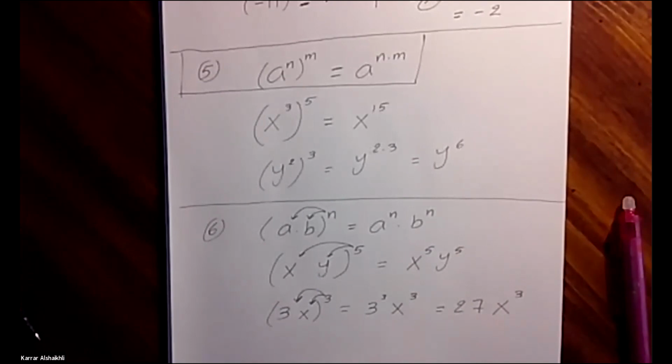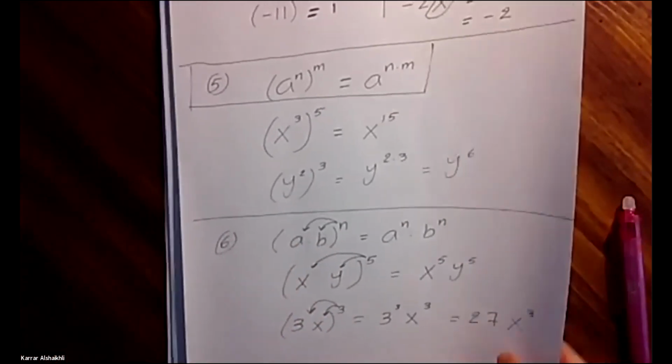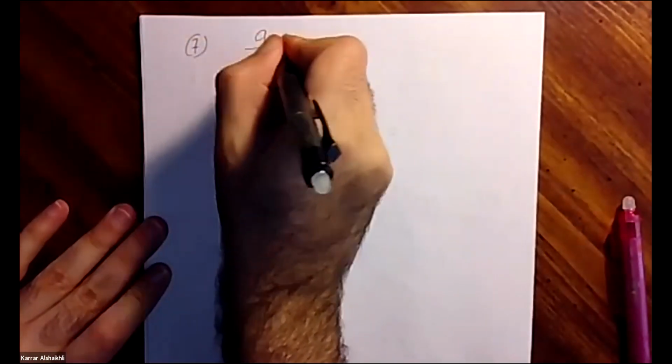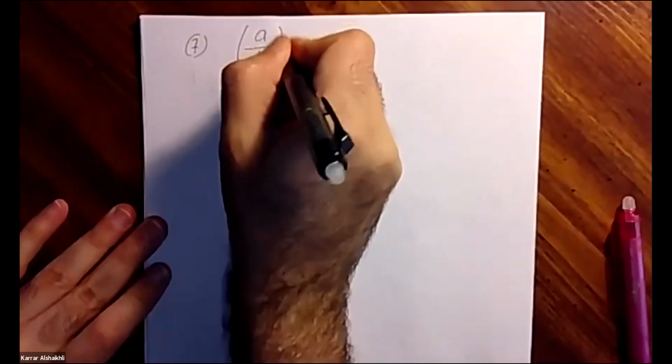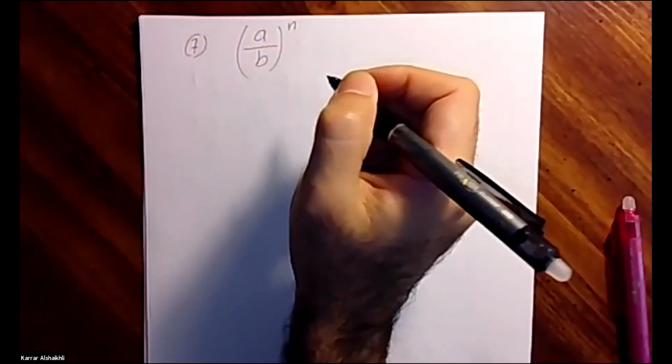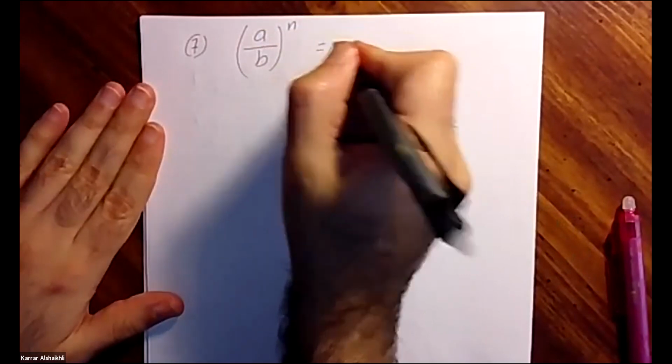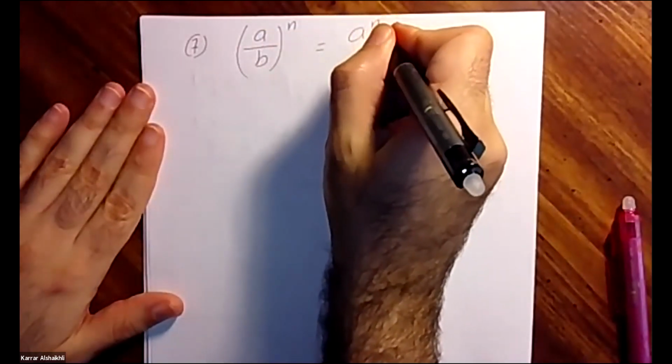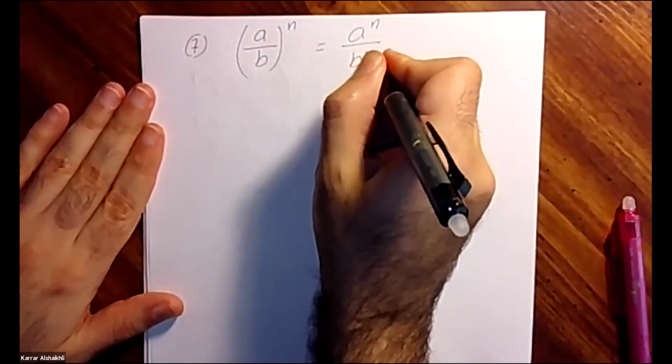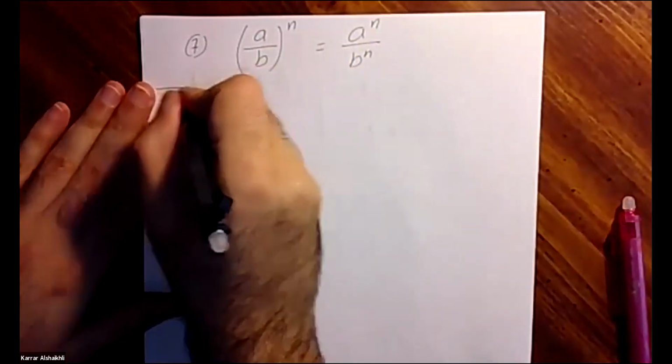Last rule, which is the same as this rule, but it's going to be division. It's the division between two numbers. Rule number 7. If we have a divided by b and everything to the exponent n, so it's going to be a to the exponent n over b to the exponent n. This is the last rule.